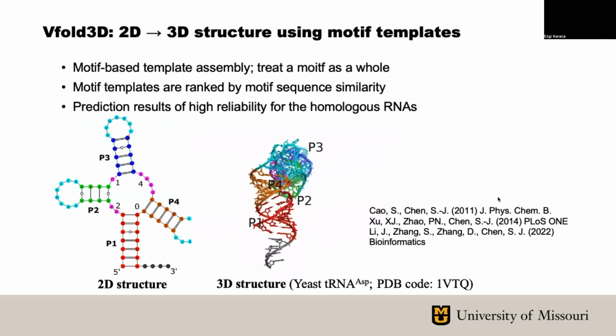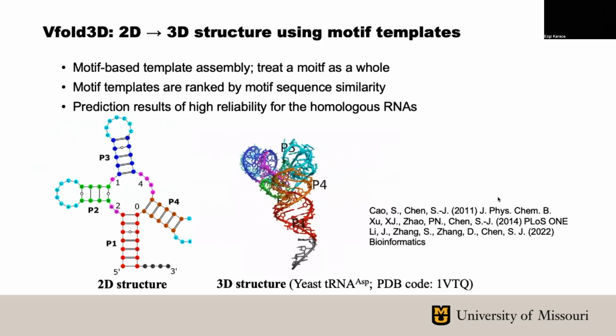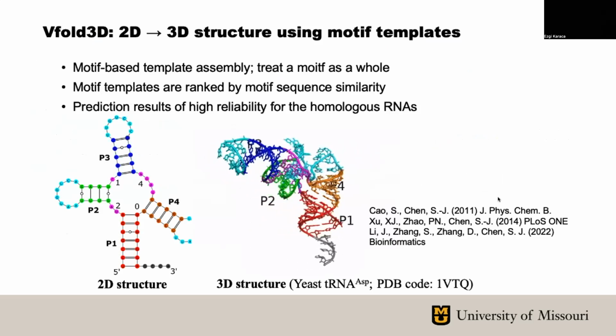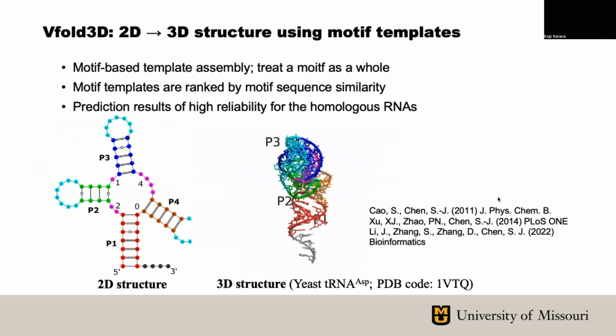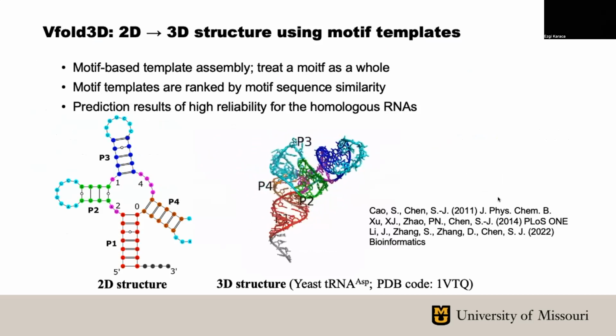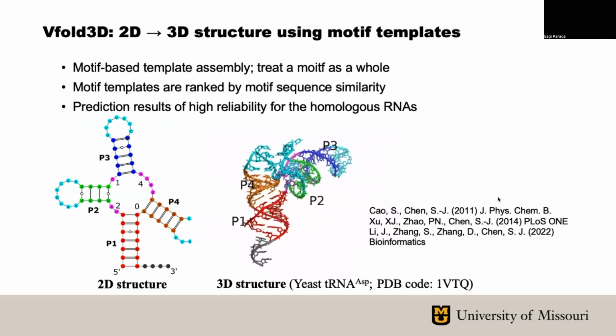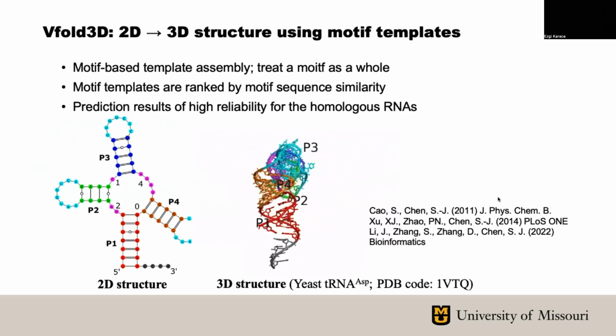For Vfold3D, that's our first-generation, oldest model for 3D structure prediction. If you get a 2D structure like this, which is a tRNA kind of structure, it's a four-way junction. The key part is to get the 3D structure for this central loop.